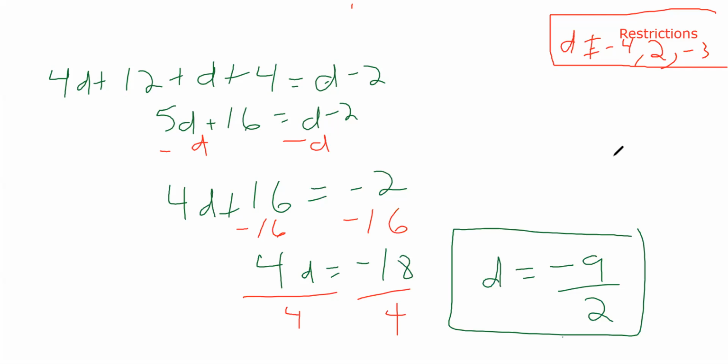Second of all, this is the solution. What that means is negative 9 halves is the only number that we could have plugged into the original equation and gotten a true statement out of it. That's what we're doing when we are hunting for a solution. And we're done.